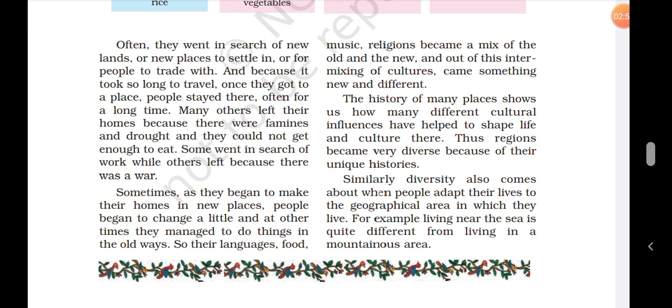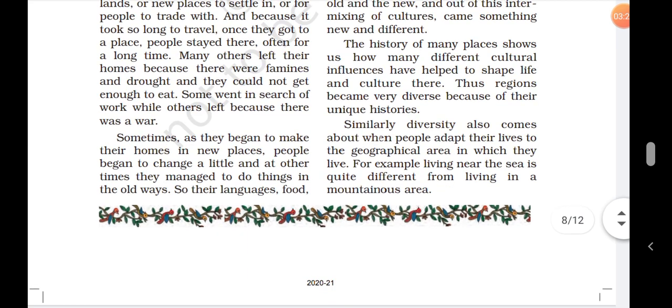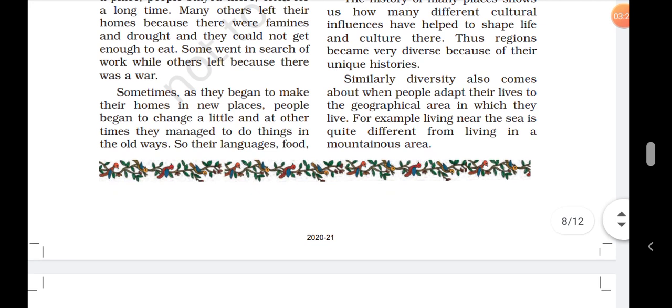Okay, means suppose आपके नेबर में कोई न्यू पर्सन आता है, एंड ये होता है कि वो अपने कल्चरल, रिलीजियस बिलीव्स आपके साथ शेयर करता है, एंड देयर फेस्टिवल, देयर म्यूज़िक, वो सब शेयर करता है आपके साथ. एंड देन एक मिक्सचर ऑफ कल्चर बन जाता है, एंड आउट ऑफ दिस इंटर मिक्सिंग ऑफ कल्चर केम समथिंग न्यू एंड डिफरेंट. Okay, and the history of many places shows us how many different cultural influences have helped to shape life and culture there. Thus, regions become very diverse because of their unique histories.